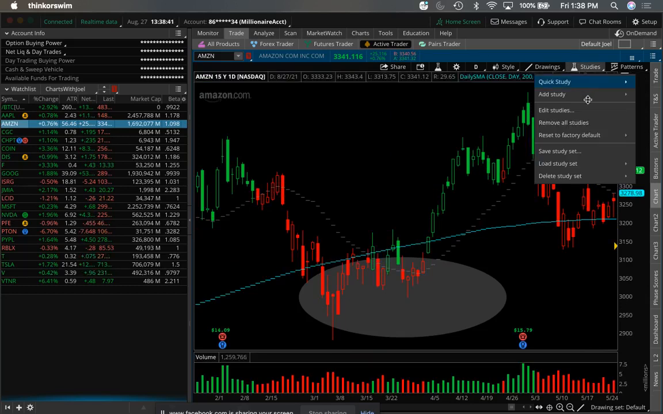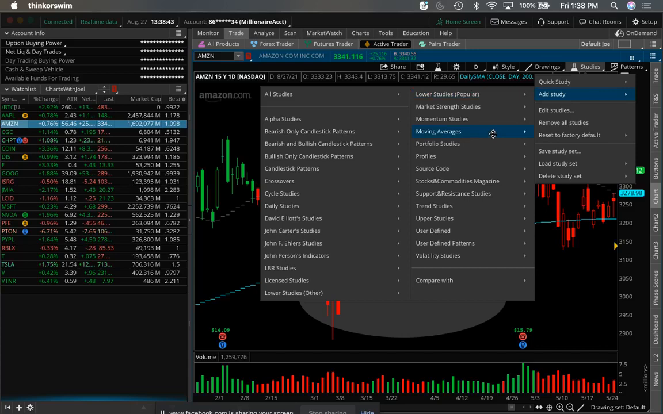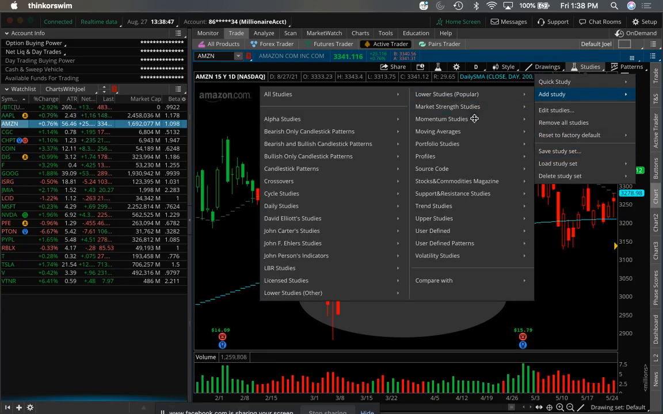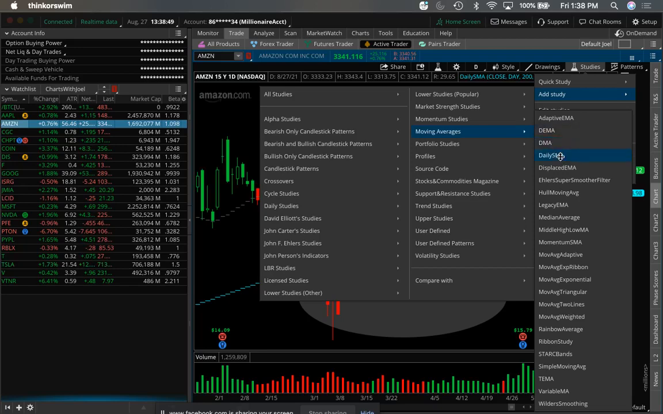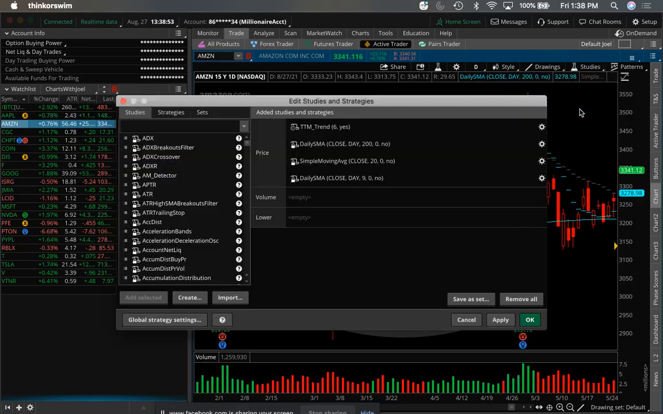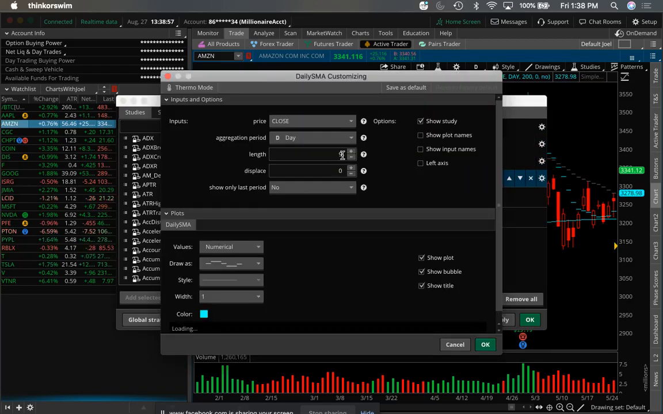I'm going to add a chart in front of everybody. So we're just going to go to moving average. We're going to go to moving average, daily SMA. Let's go ahead and add the 50. Okay? So we're going to go into the settings. We're going to change this to 50.